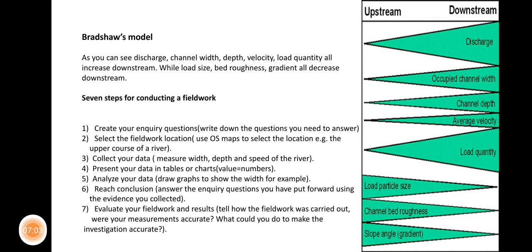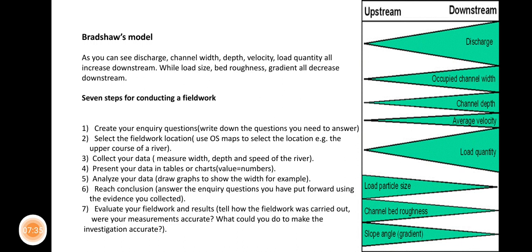If we take a look at the width of the channel, in the upper course of a river, is the channel wide or narrow? Yes, it's narrow, it's not wide. So this width increases when you go downstream. That's it. Okay, the same as the velocity, the speed. It gets quicker downstream.